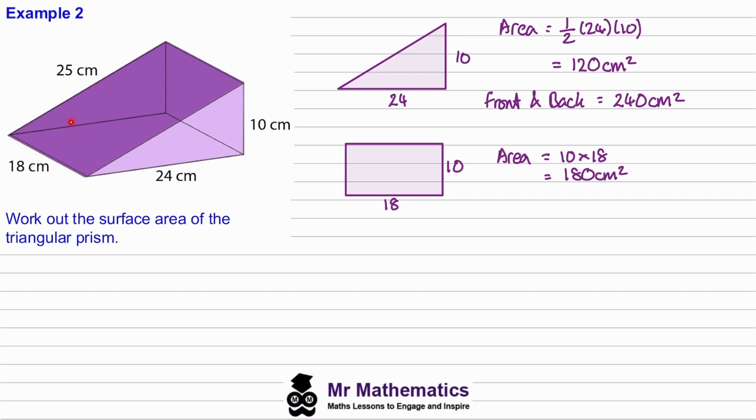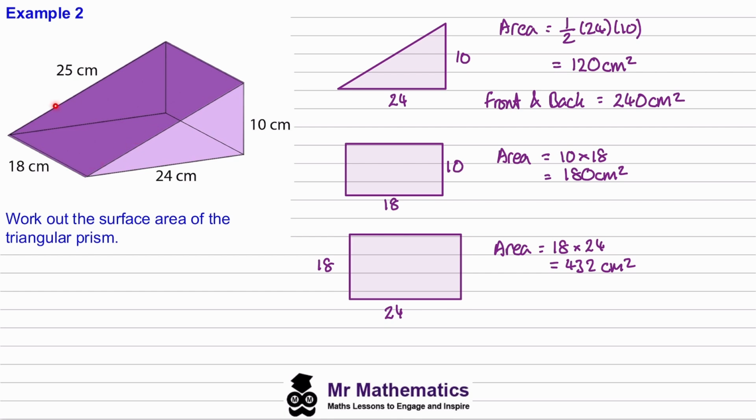And then we've got this base. This has a length of 24 and a width of the 18. So the area will be the 18 multiplied by the 24. And this works out as 432 centimeters squared. And then finally, we need to think about this ramp.